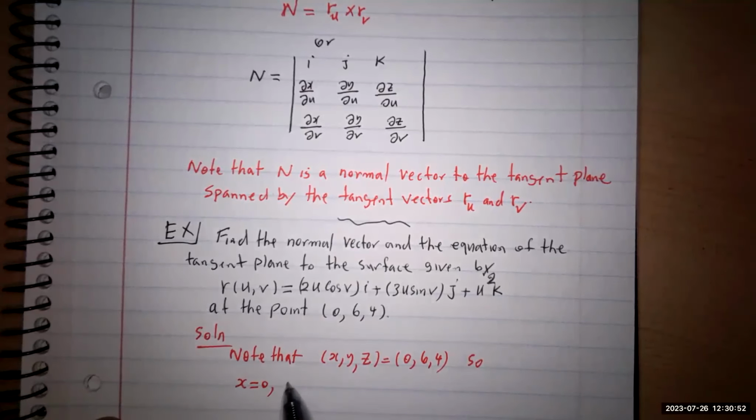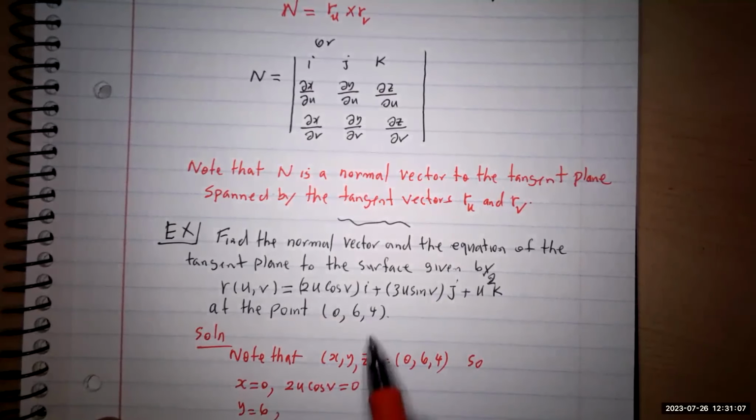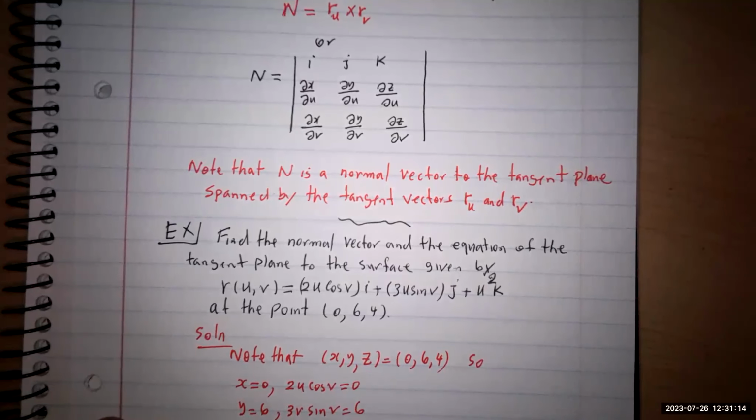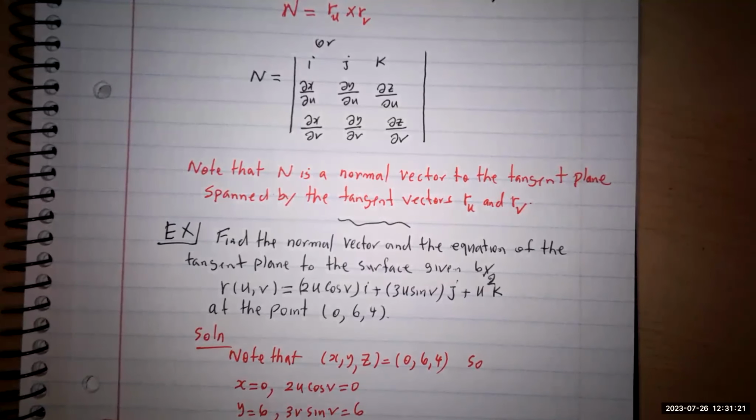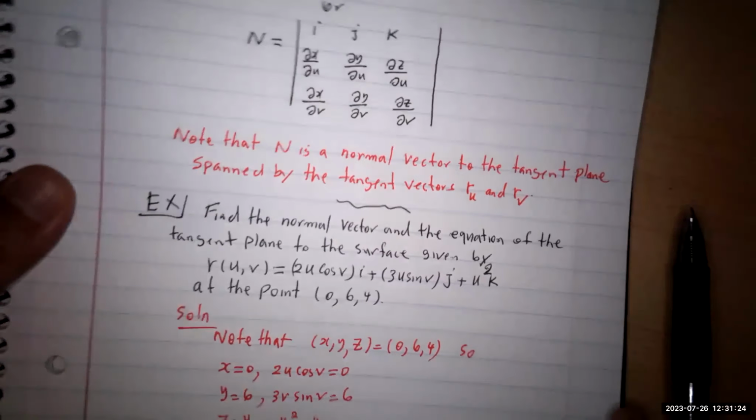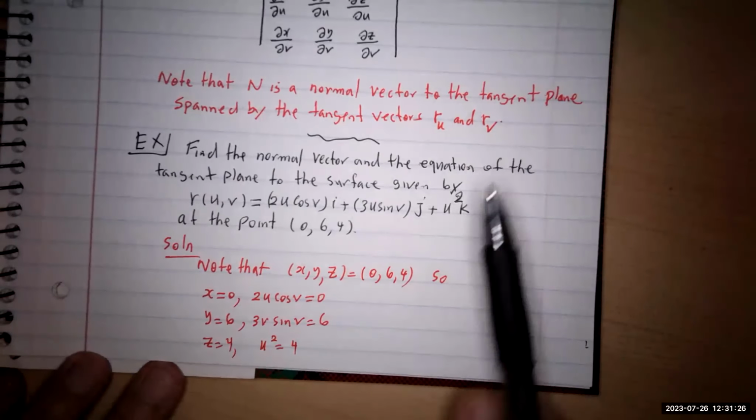So this will give you 2u cosine v equal to 0. And then the second part is y equal to 6, so 3u sine v equal to 6. And z is equal to 4, so that gives you u squared equal to 4. So you compare these together to find the u and the v.